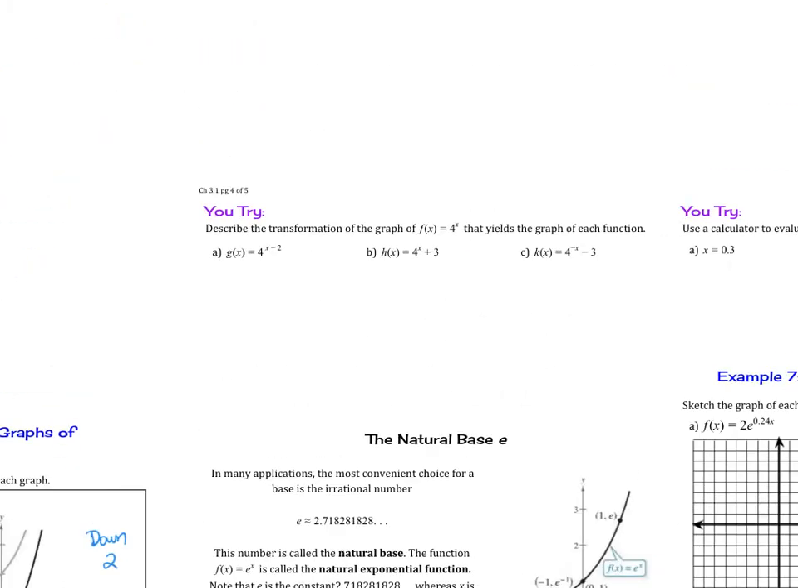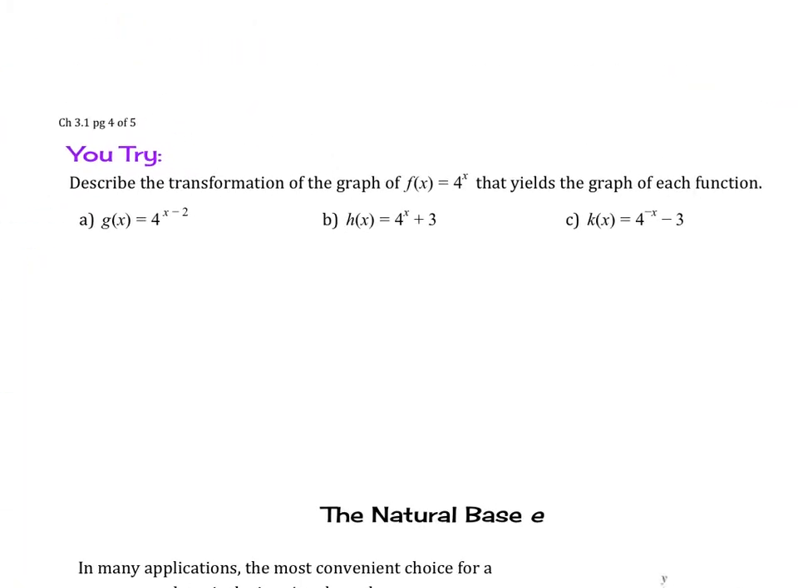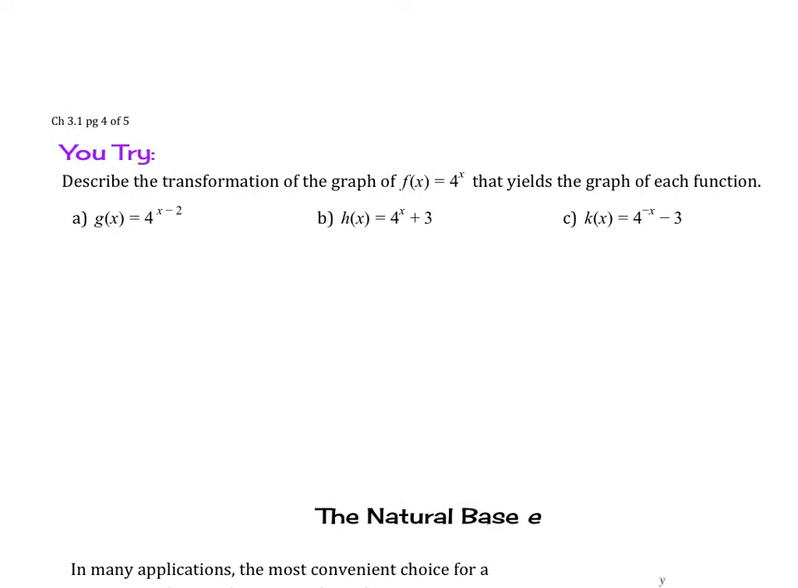Try out these examples real quick. Just describe the transformation of each. Pause the video, and when you come back, I'll have the answers for you. If you tried this out, letter A is right 2, B is up 3, and letter C is reflection over the y-axis and down 3.